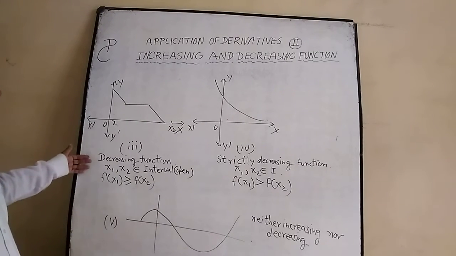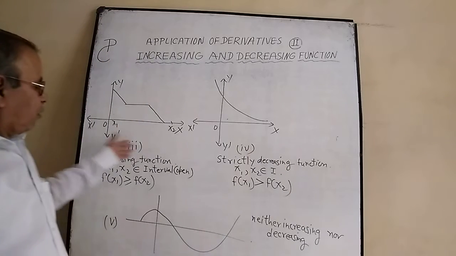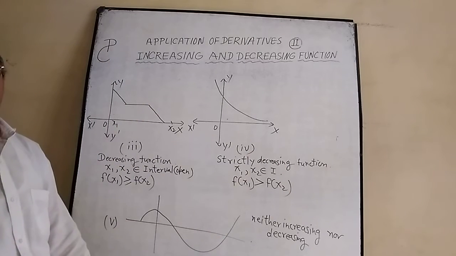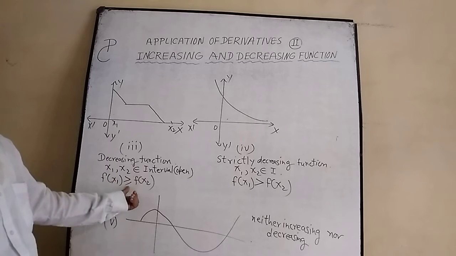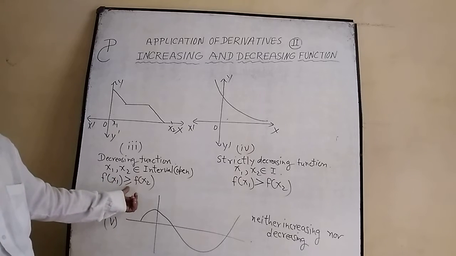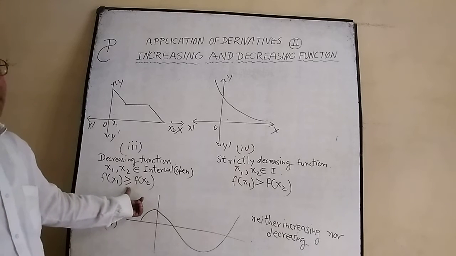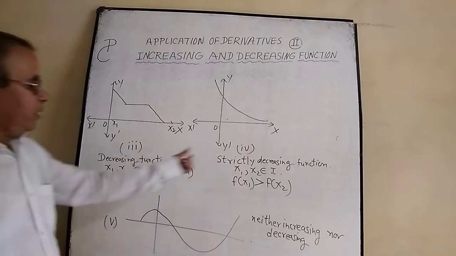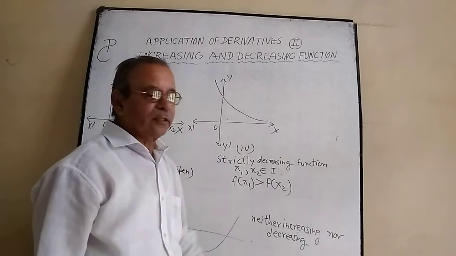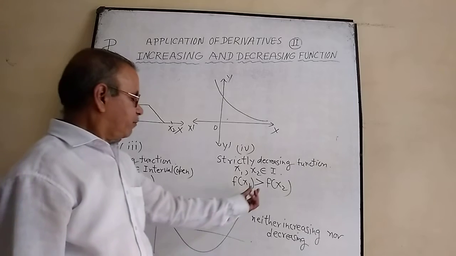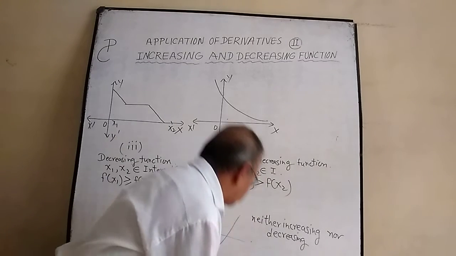Now, this is the decreasing function, the strictly decreasing function. Of course, all these intervals are the same, x1 and x2, but here f(x1) is greater than or equal to f(x2). In the decreasing case, it is greater than or equal to, and in the increasing case, it is less than or equal to. Similarly, for the strictly decreasing function, f(x1) is greater than f(x2), and therefore we can say that this is the sign, again the most important.